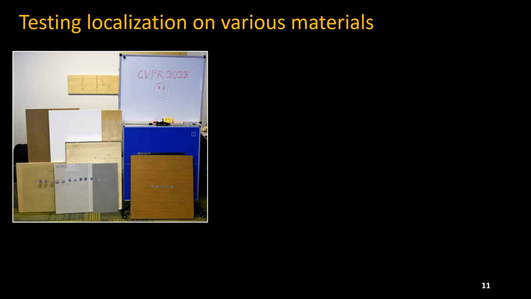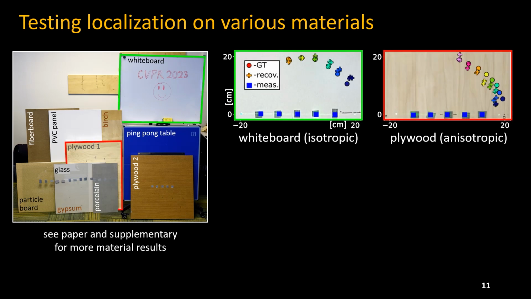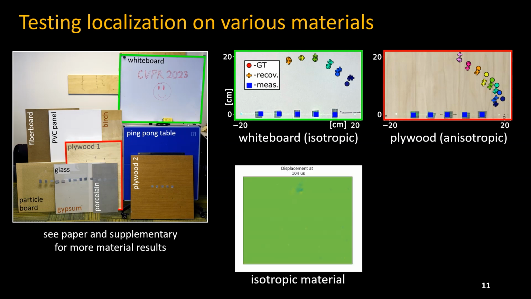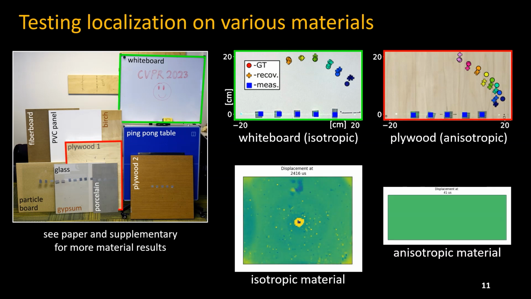We tested impact localization on various materials. For example, here we show the localization results for an isotropic whiteboard and an anisotropic plate of plywood. The difference between isotropic and anisotropic materials is that in isotropic materials, the impact creates circular wavefronts, while the wavefronts in anisotropic materials have an approximately elliptical shape due to the varying speed of sound with the relative angle to the surface microstructure.